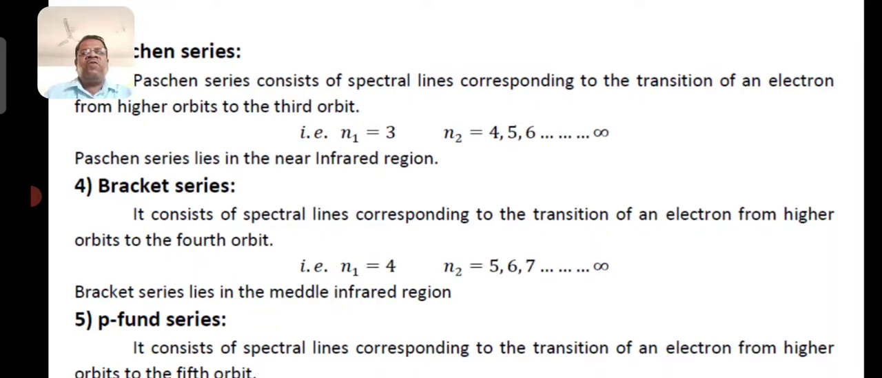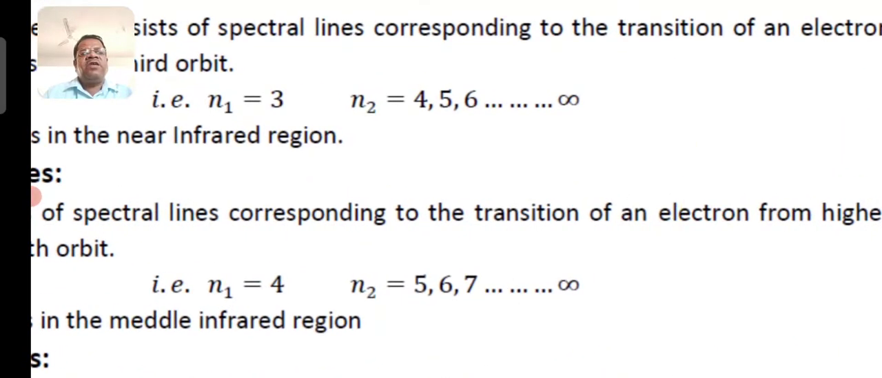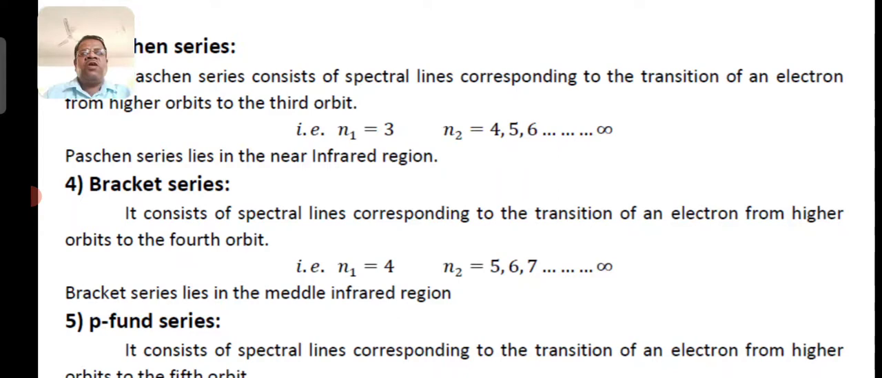Now we go to the fourth series, that is the Brackett series. It consists of spectral lines corresponding to the transition of an electron from higher orbits to the fourth orbit. Here the lower orbit number n1 equals 4, higher orbit number n2 is 5, 6, 7 up to infinity. For the Brackett series, n1 equals 4 is fixed. For the first member n2 equals 5, for the second member n2 equals 6, for the third member n2 equals 7, for the last member n2 equals infinity. The Brackett series lies in the middle infrared region.